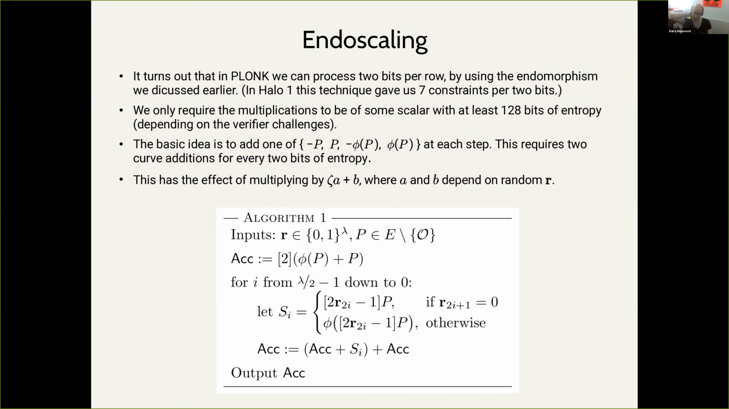So in Plonk, we can actually process 2 bits per row. So we used 6 constraints per bit in R1CS. And here we're processing 2 bits per row. So that's 12 times fewer rows than we used R1CS constraints.